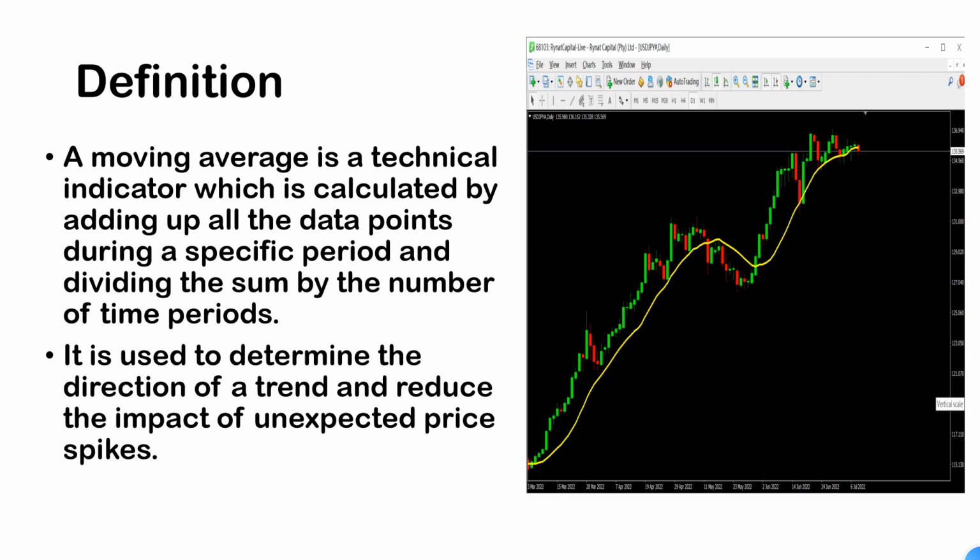A moving average is a technical indicator which is calculated by adding up all the data points during a specific period and dividing the sum by the number of time periods. So this is the definition. It is used to determine the direction of the trend and reduce the impact of unexpected price spikes.